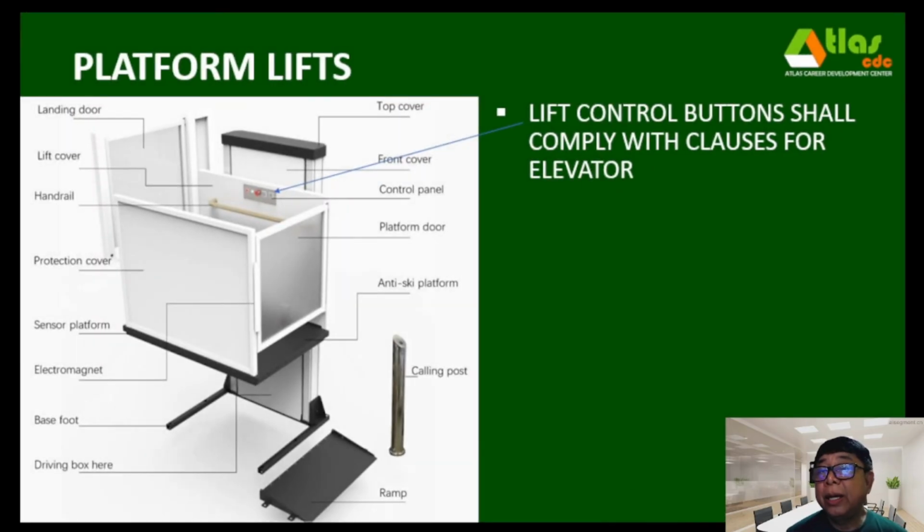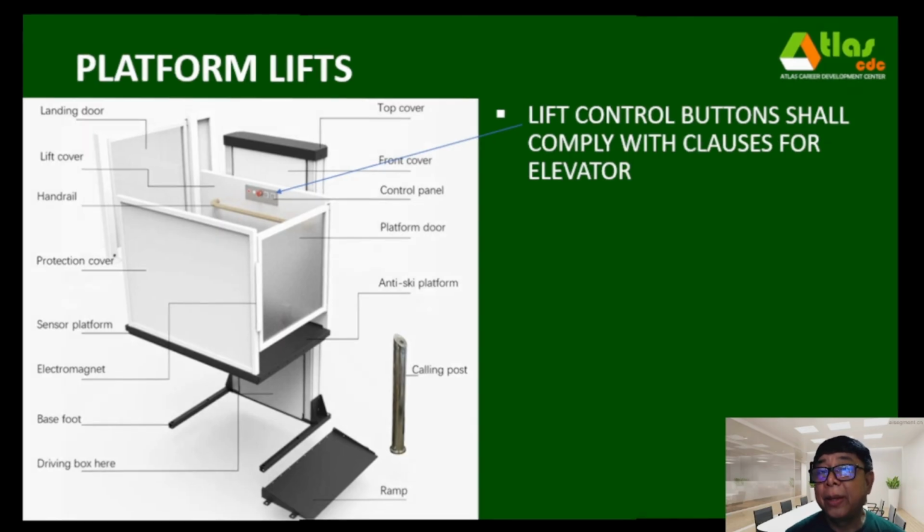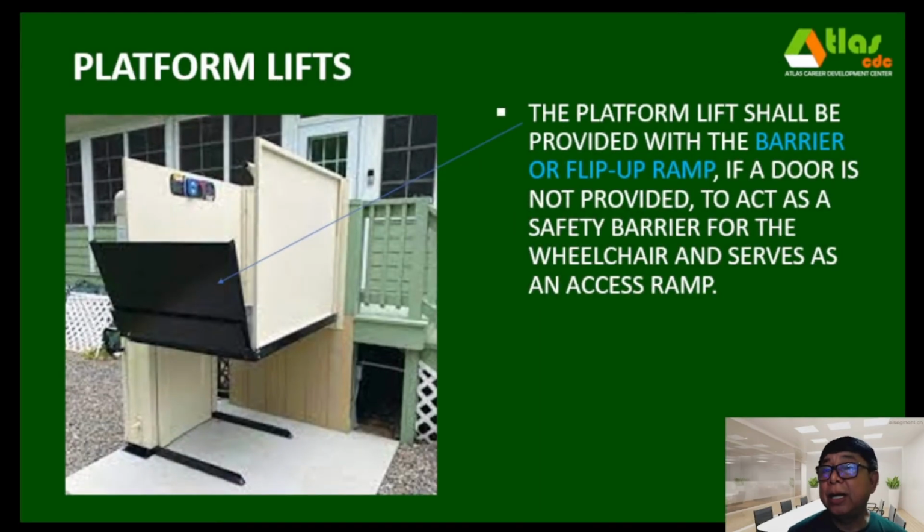Now, a lift control button shall comply with clauses for elevator, including the mounting height. A platform lift shall be provided with a barrier or a flip-up ramp if a door is not provided, to act as a safety barrier for the wheelchair and serve as an access ramp. So this one, when it goes down, can serve also as an access ramp.